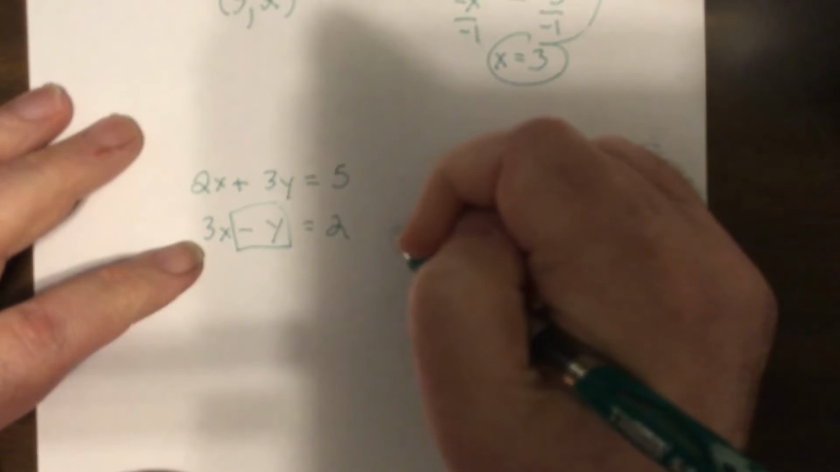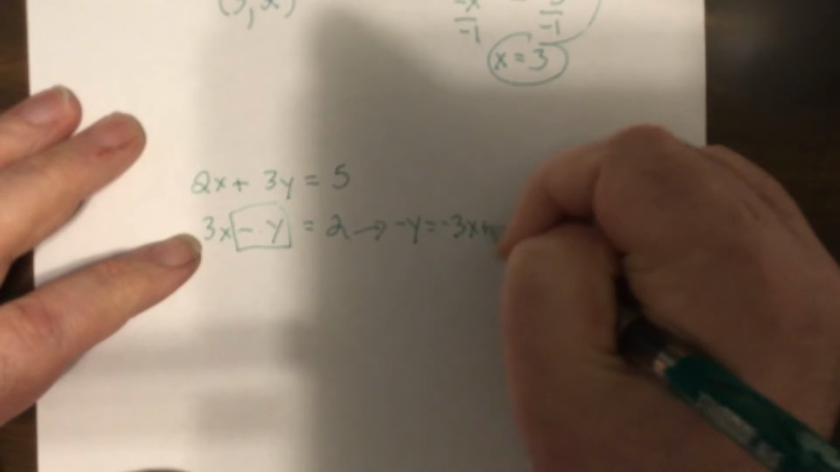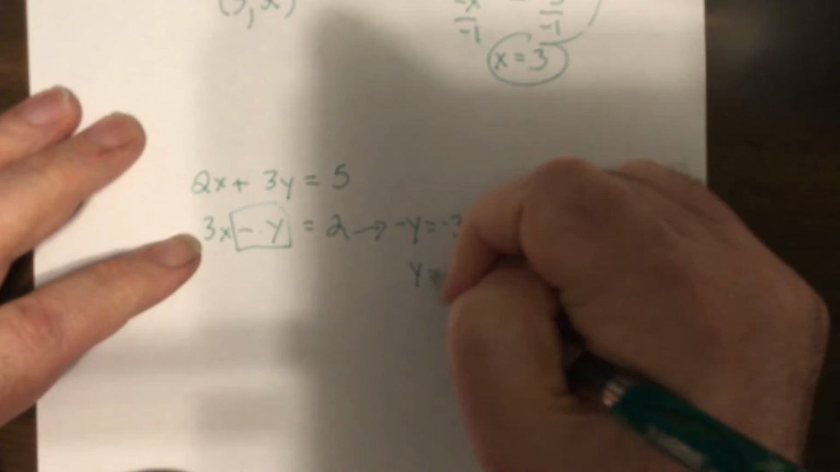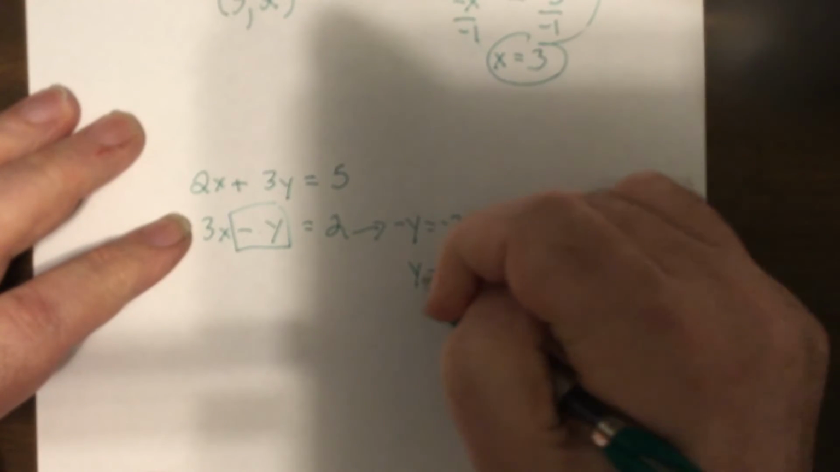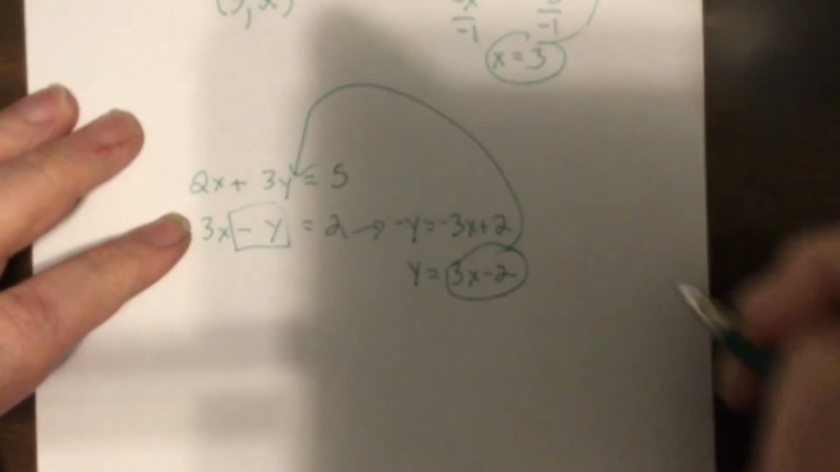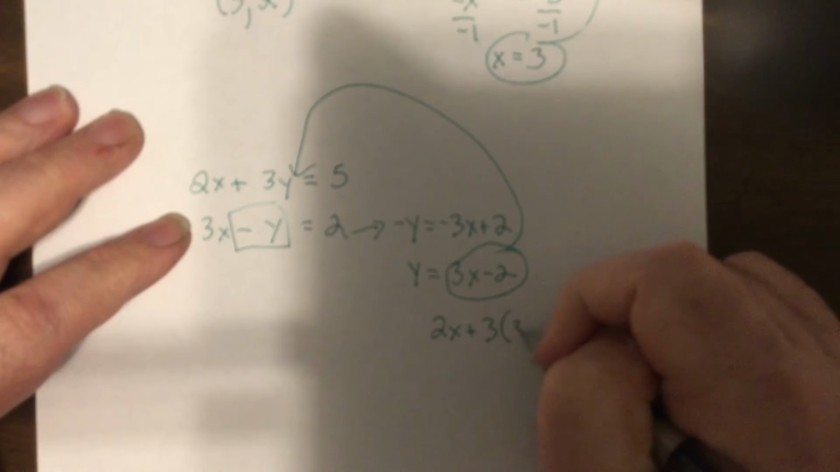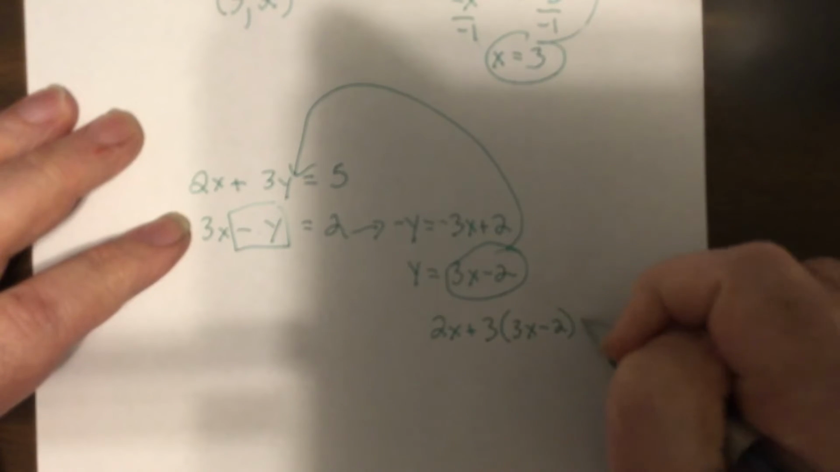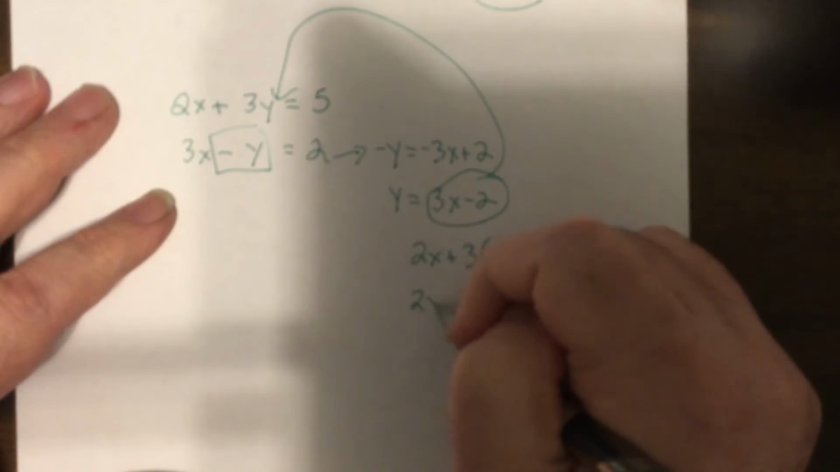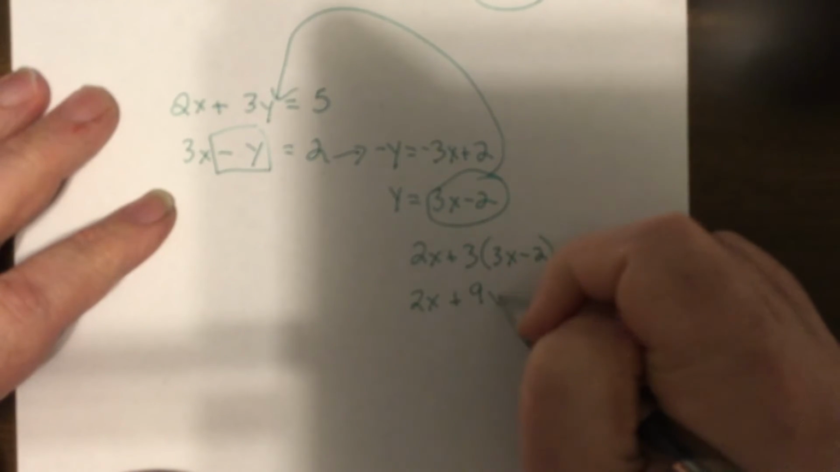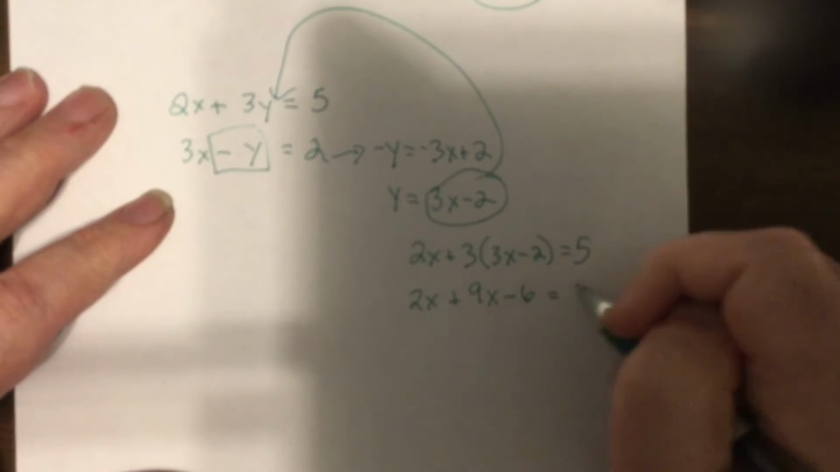So I would subtract 3x, then take the opposite of both sides. Then I'm going to put that information in for y into the other equation. So I'd have 2x plus 3 times (3x minus 2) equals 5. So I'd have 2x plus 9x minus 6. I distributed the 3 to both terms, equals 5.